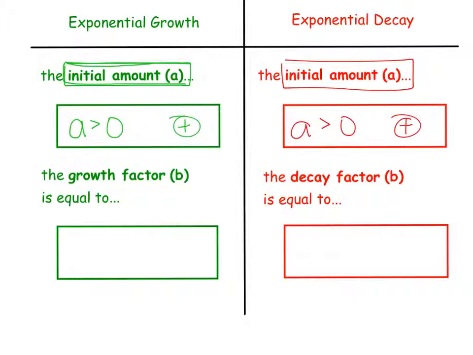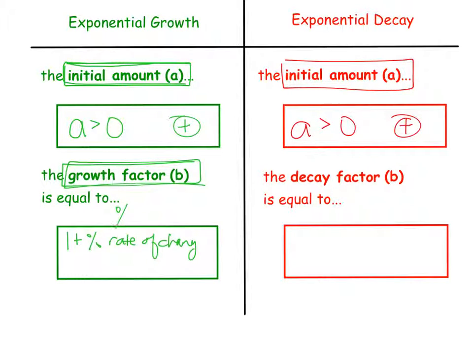Now, going to exponential growth, if we think about our growth factor for exponential growth, it's going to be 1 plus the percent of your rate of change. And remember, percents have to be in decimal form. And so your b, or your growth factor, is going to be greater than or equal to 1.